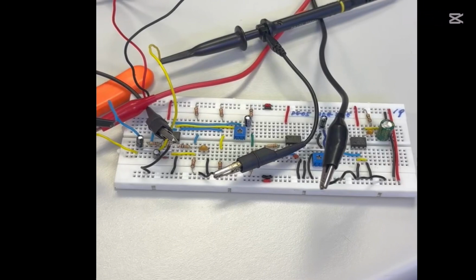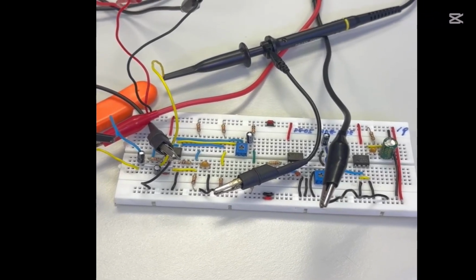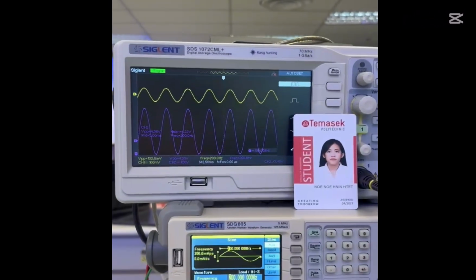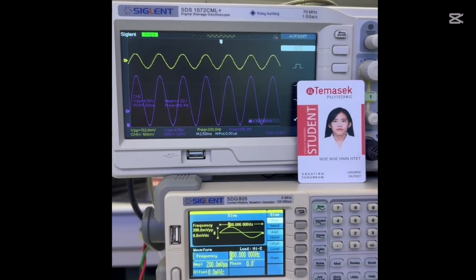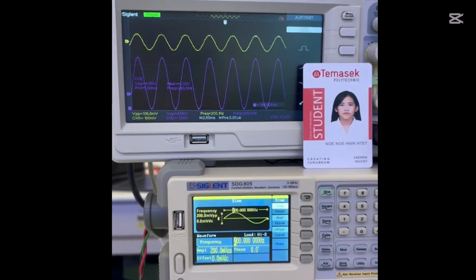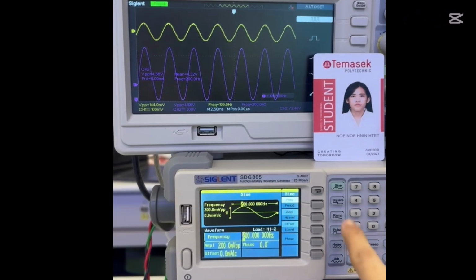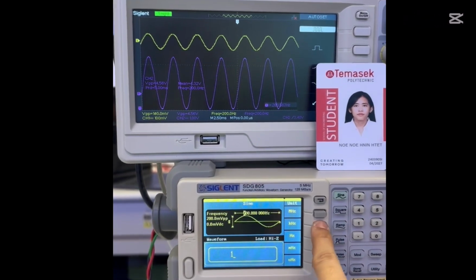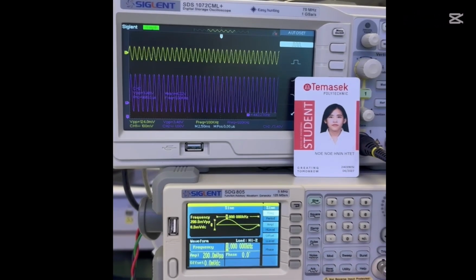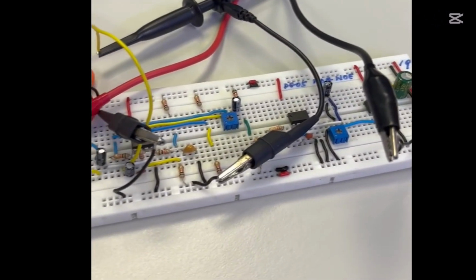We will set the power supply to 9 volt and put the channel 1 probe at TP1 and channel 2 probe at TP2. As shown here, we have 200 Hz and 200 mV PP, and the VPP is 4.56 volt. We change the frequency to 1 kHz, and as you can see, the VPP will become 3.48 volts. This is the end of stage 1.